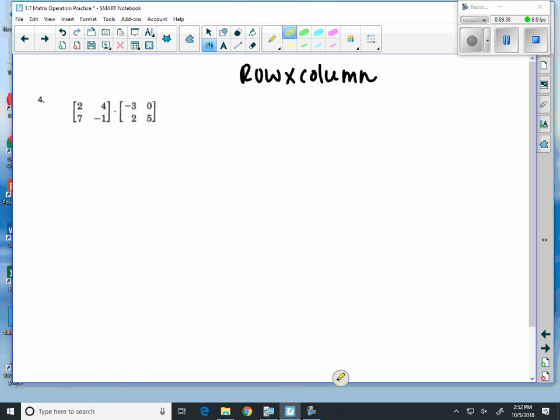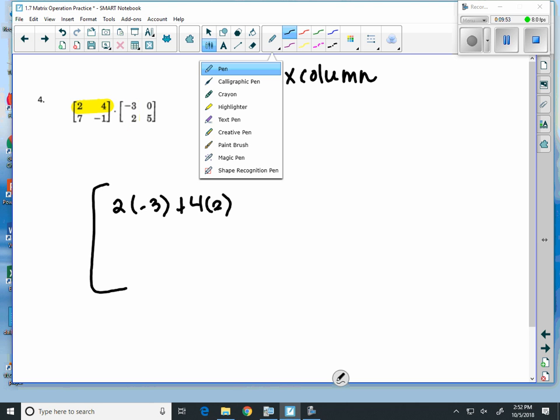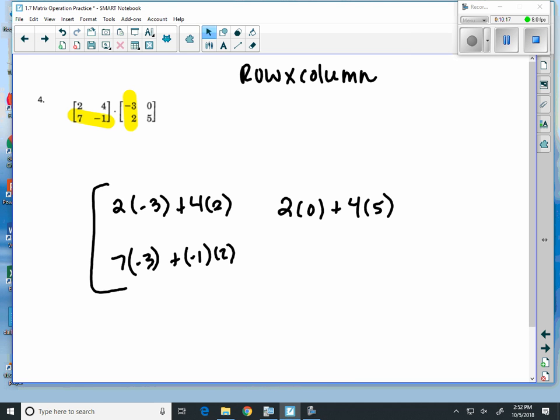All right, let's multiply row by column. Row by column. So we have 2 times 3 plus 4 times 2. Second column. Now we're done with that first row. We're going to go to the second row and multiply it to the first column to start. And then finally, to our last column here.